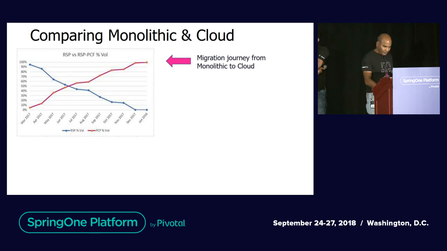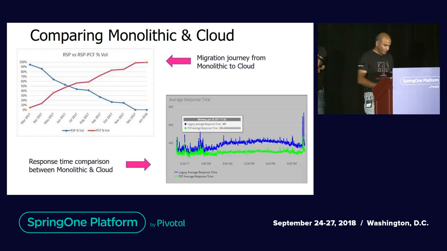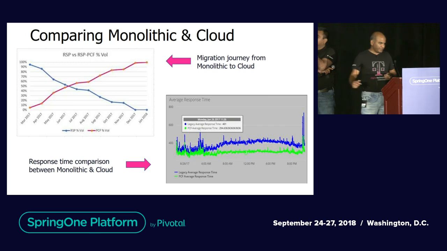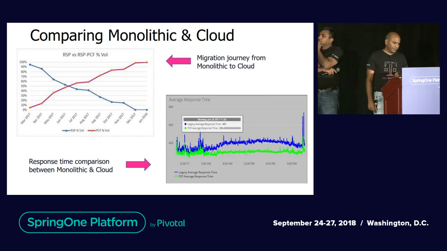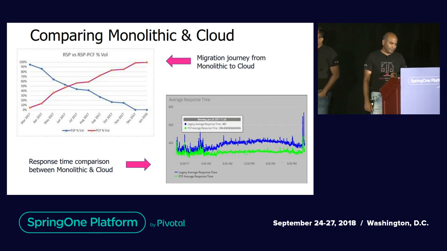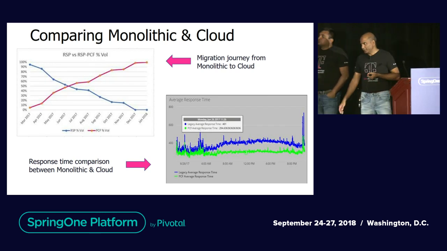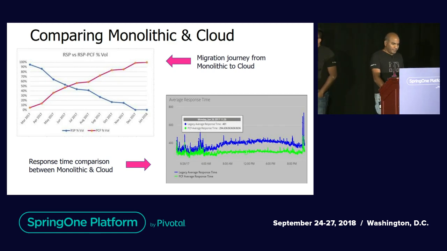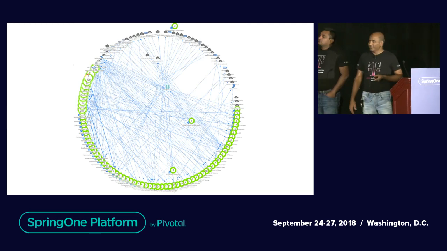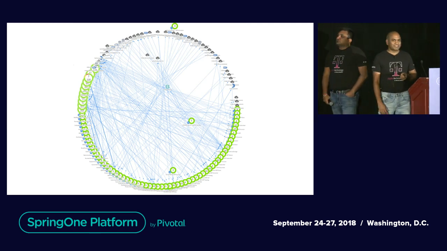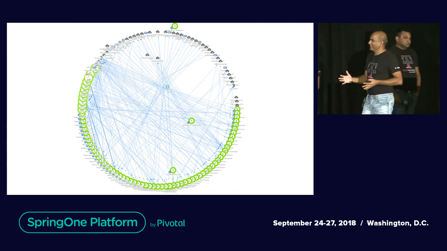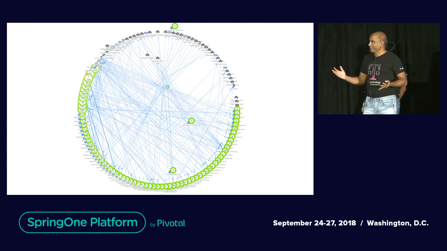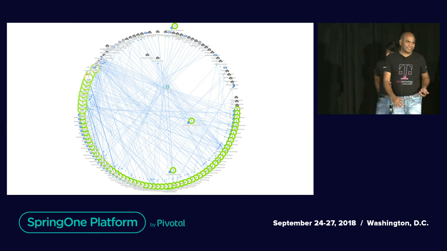Now, we also measured some performance improvement, comparing the monolithic application versus the cloud. Green is our cloud, and blue is our monolithic. The performance improvement is there. And look at our Death Star, the T-Mobile Death Star. It's not so big compared to Amazon or Netflix, but this is the T-Mobile Death Star.